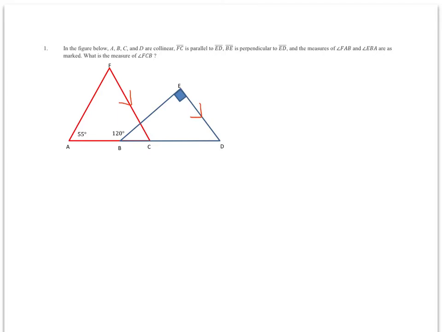Segment BE is perpendicular to segment ED. That means it forms a 90-degree angle, which the picture already has. And the measures of angle FAB, which is 55, and angle EBA, which is 120, are marked. You can see those angles, they're marked.